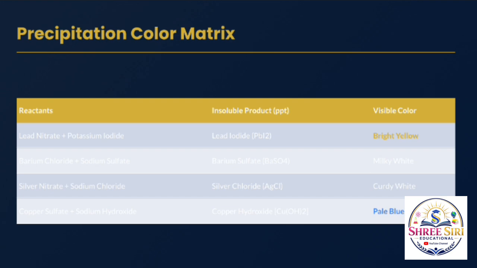And when barium chloride reacts with sodium sulfate, it gives barium sulfate, which is milky white in color. When silver nitrate reacts with sodium chloride, it gives silver chloride, a curdy white precipitate. And when copper sulfate reacts with sodium hydroxide, it gives copper hydroxide, which is pale blue in color. This is also known as a precipitation reaction.